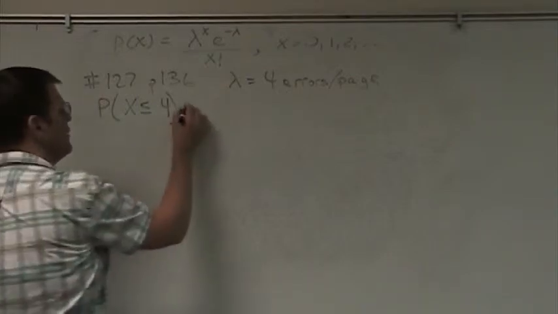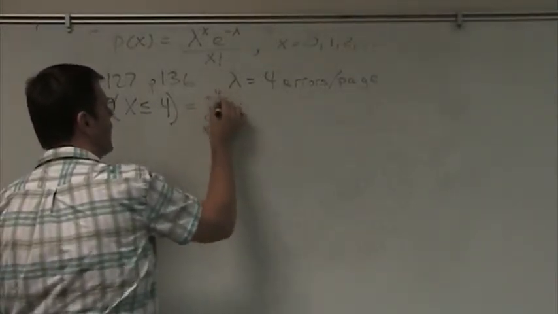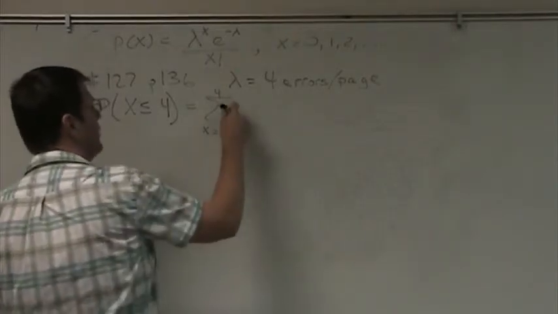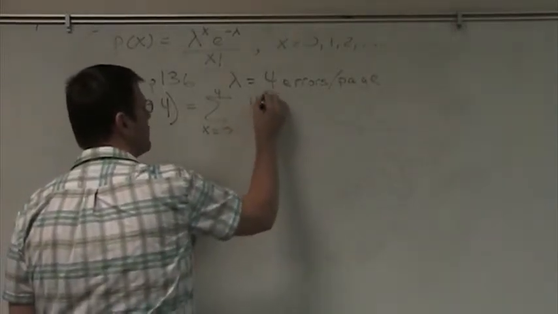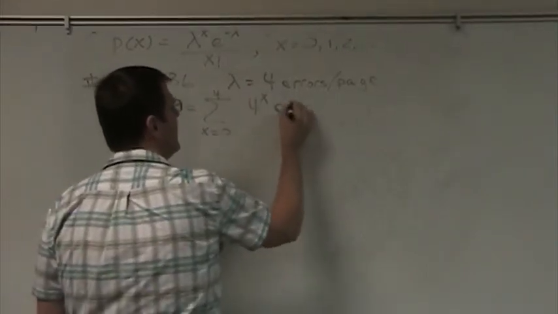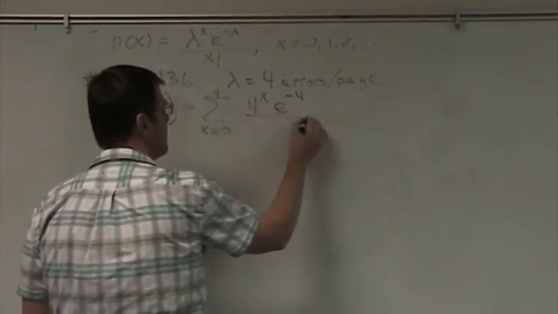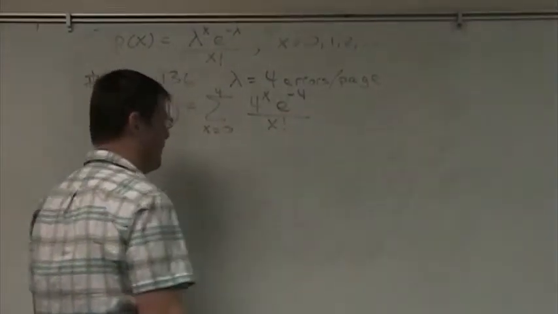So this one is going to be the sum, x equals 0 to 4, of 4 to the x. The 4 here corresponds to this 4, times e to the negative 4. Again, this 4 is coming from the same place, divided by x factorial.